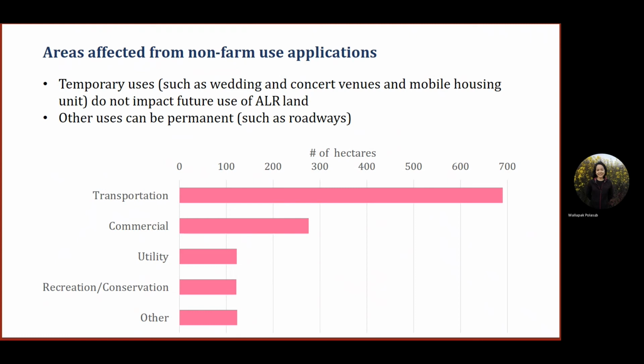But when we look at it, we saw that the highest number of applications were for transportation, and the area was highest as well, at nearly 700 applications. And these are more permanent than other uses.